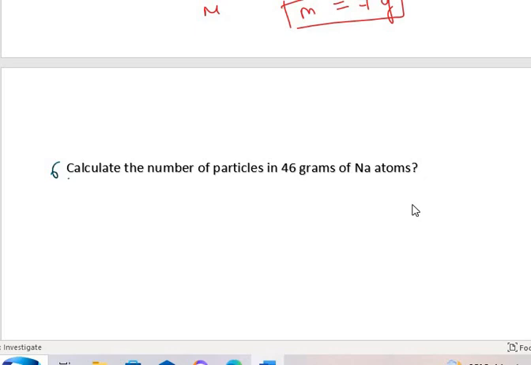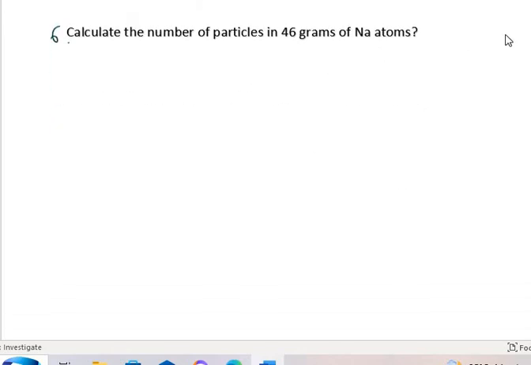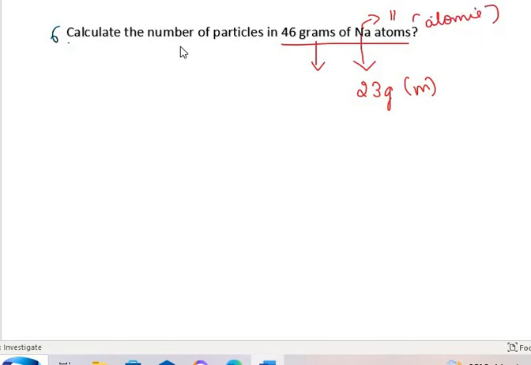The next one is calculate the number of particles in 46 grams of sodium atoms. Here the given mass is given, and we know the sodium mass as well, right? What is the sodium mass? That is 23 grams. Sodium's atomic number is 11, right? And the mass number is this one, and this is the atomic number. So we need to calculate the number of particles.